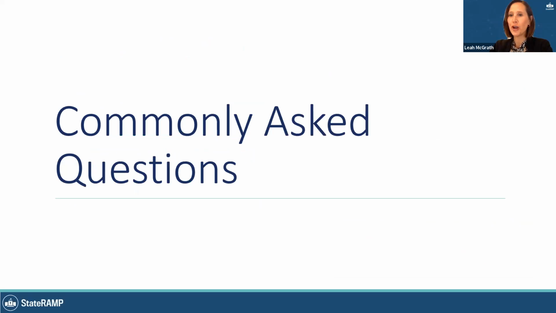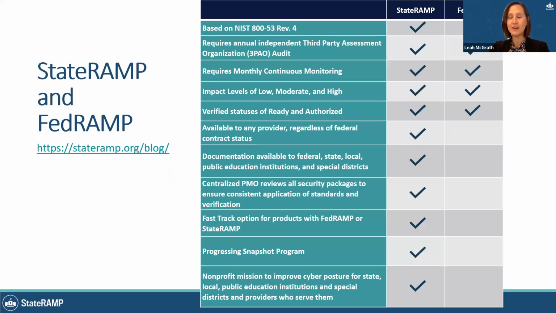Coming into some of our commonly asked questions. I see some questions in the chat that I think this will answer, as we talk about how does StateRAMP compare to FedRAMP and how does our StateRAMP fast track work? So answering a couple of questions in the chat for you.